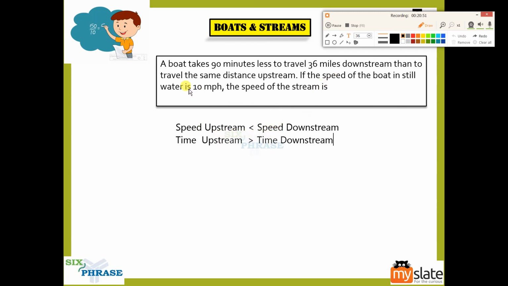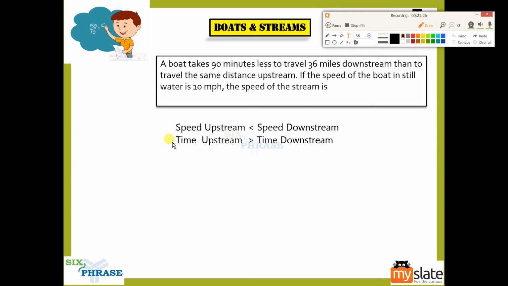Okay, now here what they say is the boat takes 90 minutes less to travel 36 miles downstream than to travel the same distance upstream. So the distance is the same, and it takes 90 minutes less when it travels downstream, right? Time downstream is less than upstream, so that is why they say 90 minutes less to travel downstream. So from that, what can you say? You can say that the time upstream, which is greater, minus time downstream, which is less, will be equal to 90. The difference between time upstream and time downstream is equal to 90.